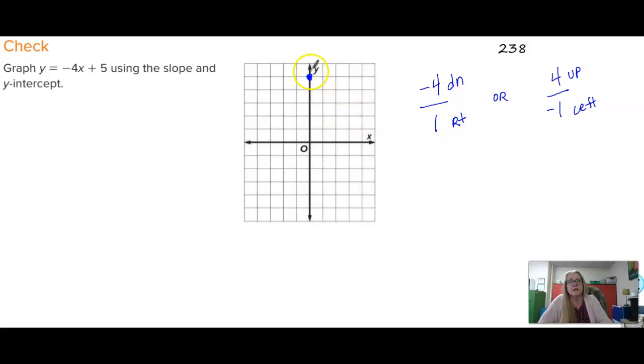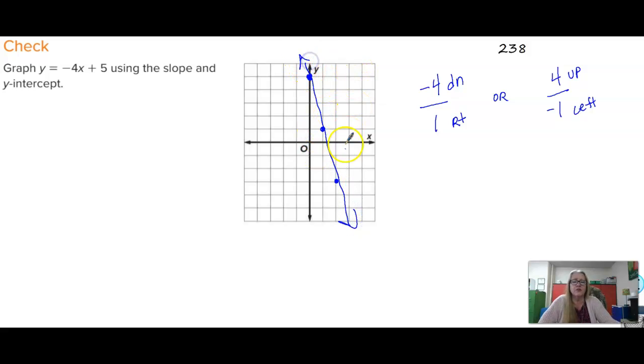Okay, so from here, we go down 4, 1, 2, 3, 4, and right 1. You can do it again, down 4, right 1. And these, did I go down 4? 1, 2, 3, 4, right 1, yeah. And these will all lie on the same line.